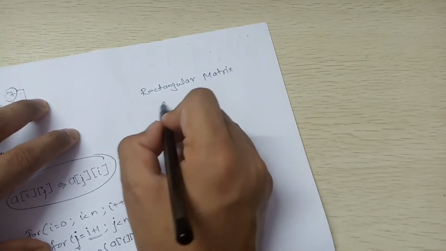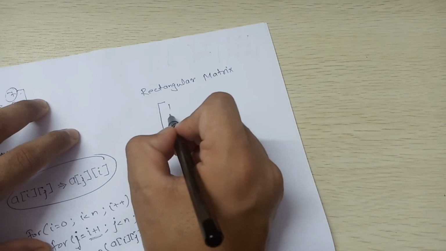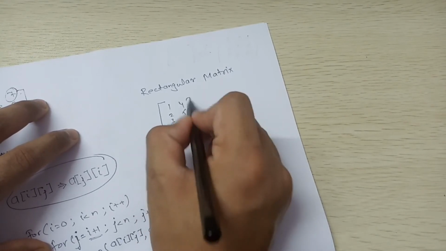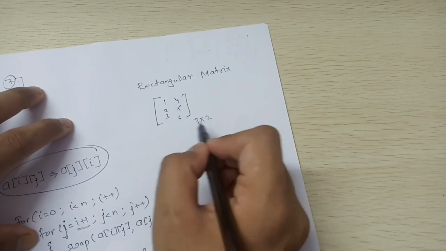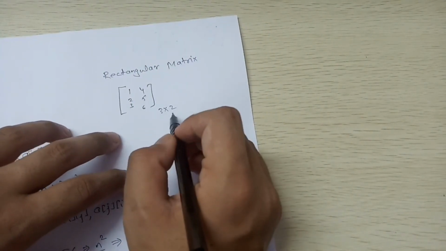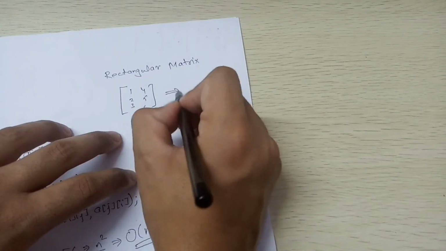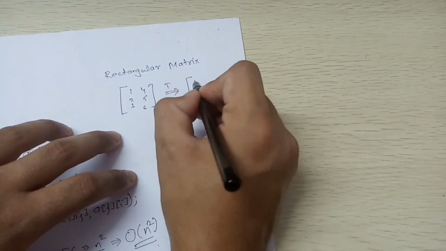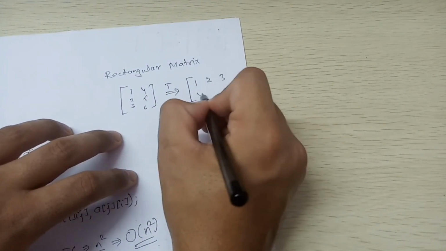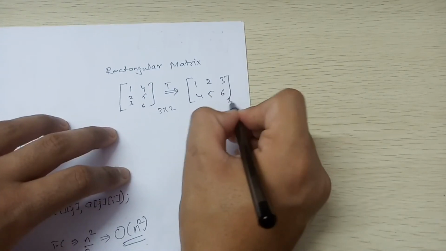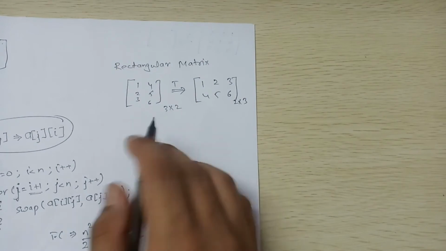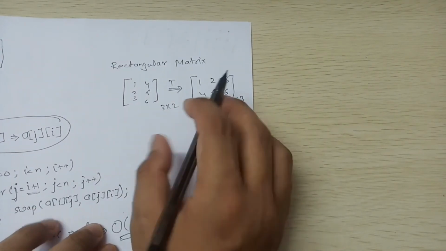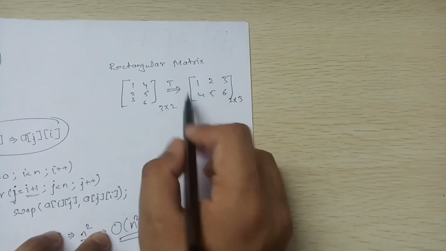Now for a rectangular matrix, if you take 1 2 3 4 5 6, this is 3 rows and 2 columns. So this is the rectangular matrix where the number of rows and number of columns are not equal. If you transpose it, then it will become 1 2 3 4 5 6. As you can see, the number of rows and number of columns are not the same here. So the number of rows becomes the number of columns, and the dimension changes.